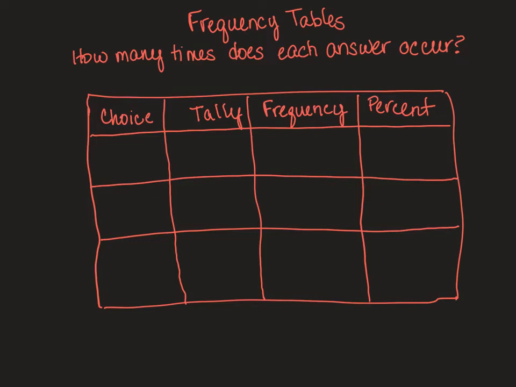So I just want to give you a start, or an introduction, to frequency tables and what they look like. You should set up the exact same thing I have here. What you're doing with the frequency table is saying, how many times does each answer occur? First, I figure out how many rows I need for choices. I'm just going to make something up.